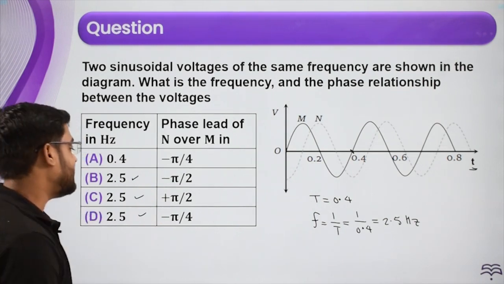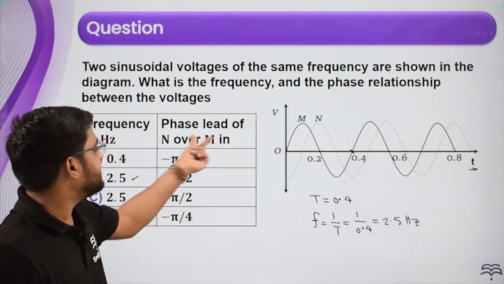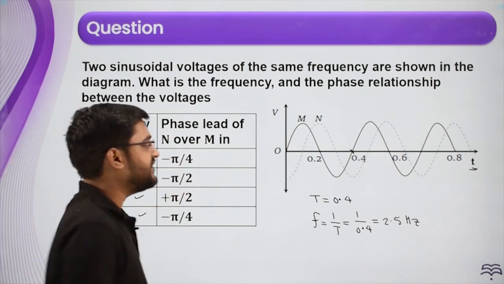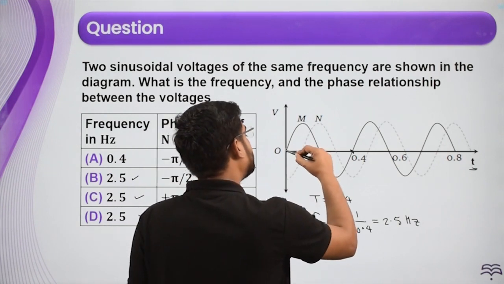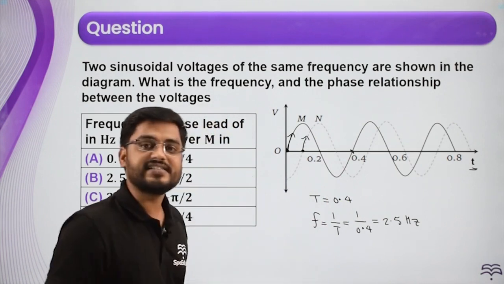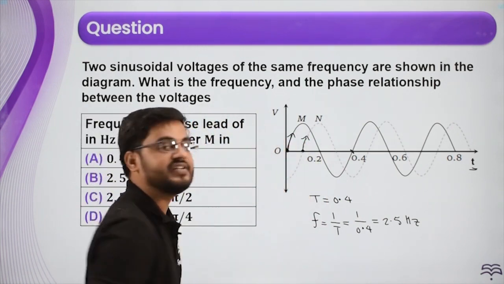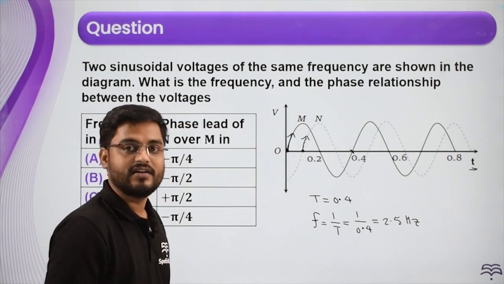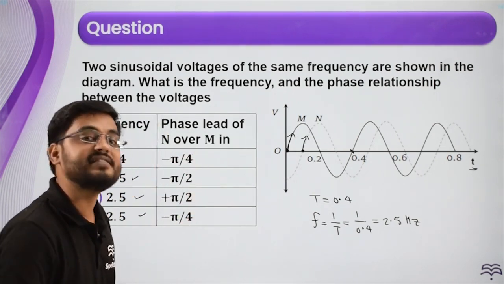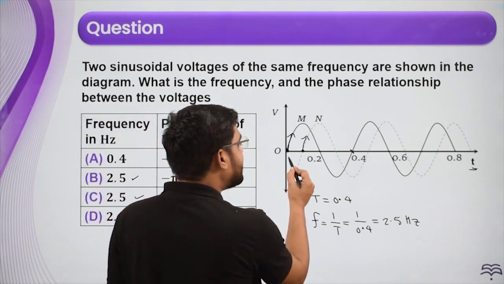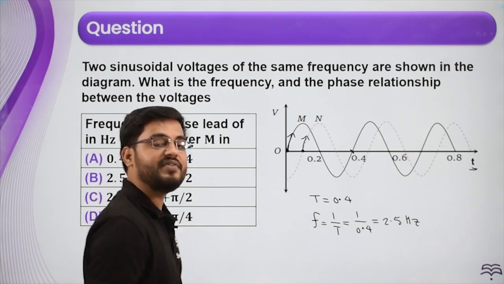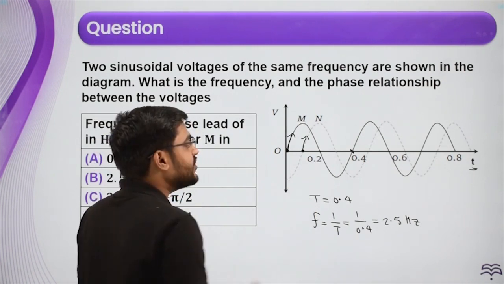Next, they are saying which one is the phase lead of n over m. So they are saying which one is leading first. We have to check. Just go to the starting point. So m is starting here, n is starting later. As we can see, it is m which is starting first. So m is the one who is leading, right? And they are saying phase lead of n. If actually m is leading, but they are asking n is leading, then we have to tell the negative answer, right? So here m leads.